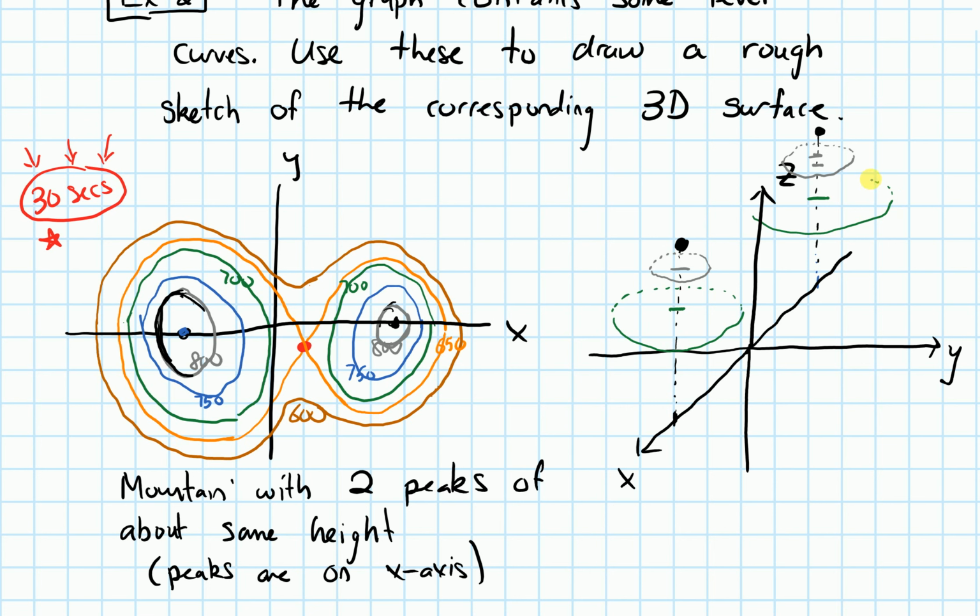It doesn't have to be perfect. It could be a little bit oblong. It's not a perfect circle, even in the level curve. Awesome. All right, next let's draw this orange curve.